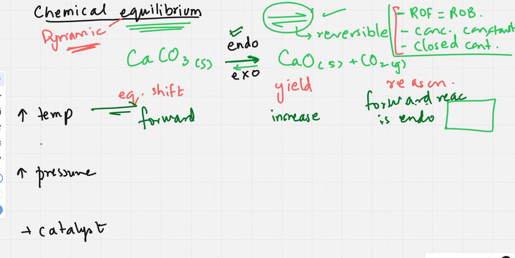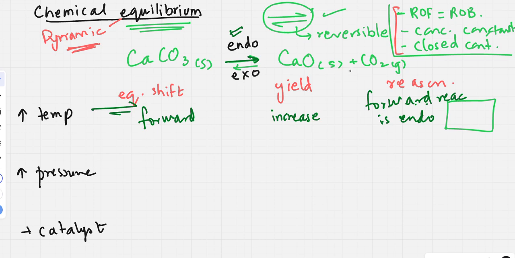Now, vice versa, if it was asked what would happen if there is a decrease in temperature, it will obviously be the opposite scenario, because we are no longer applying heat. We have reduced the temperature, so the backward reaction, the exothermic reaction, will be favored more and the yield will decrease in this scenario.